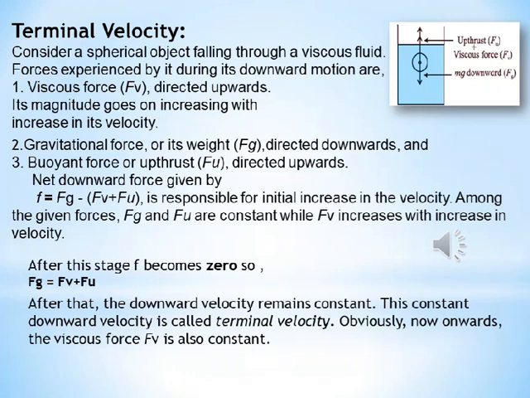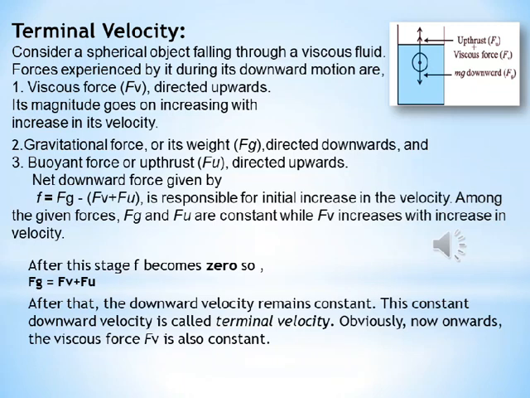The second force acting in this case is the gravitational force, which is nothing but the weight of the spherical body, directed downwards. And as we have discussed, the buoyant force is a thrust. We are going to denote it as Fu, and it is directed upward.